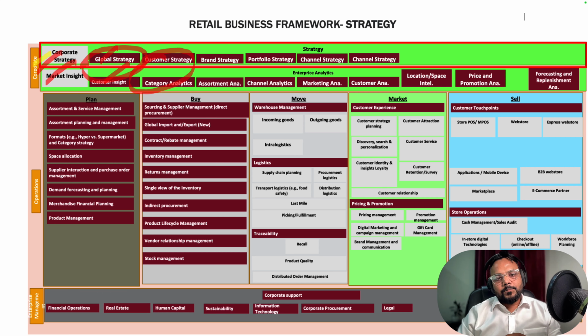Alongside that, as part of the customer strategy, we need to define the target customer segments and their evolving needs. The market is big, but we need to find out the segment which we need to target, as part of the corporate strategy.